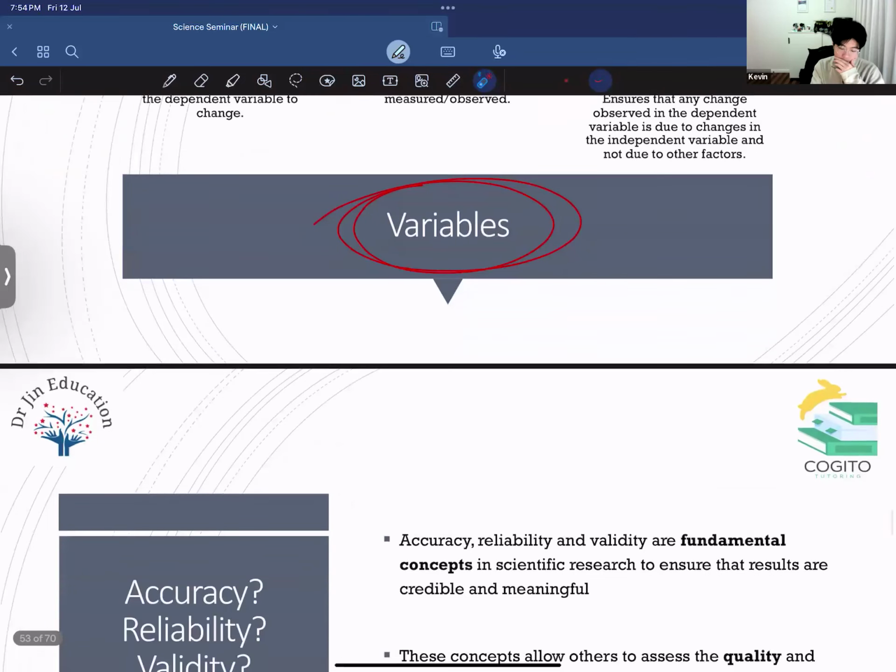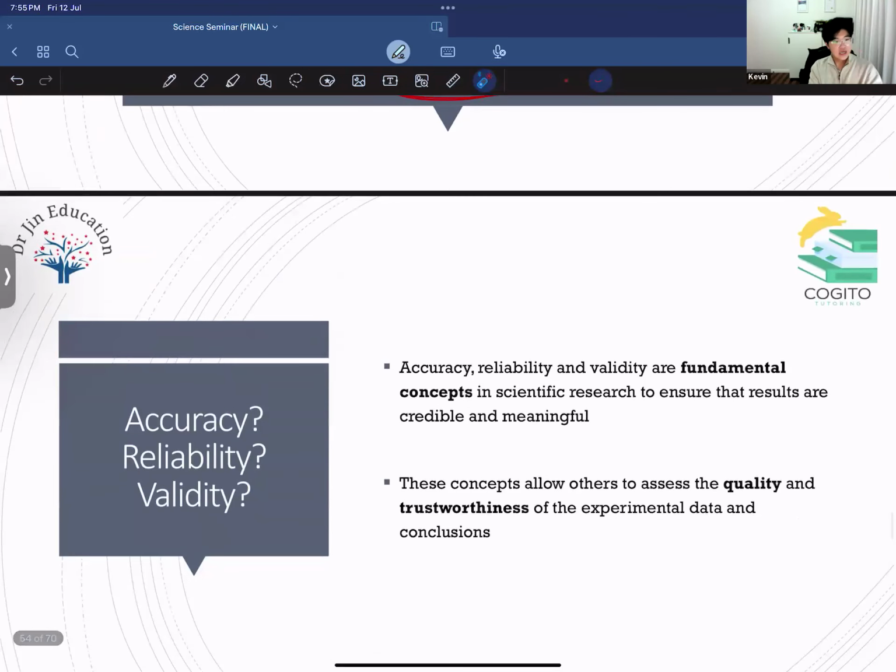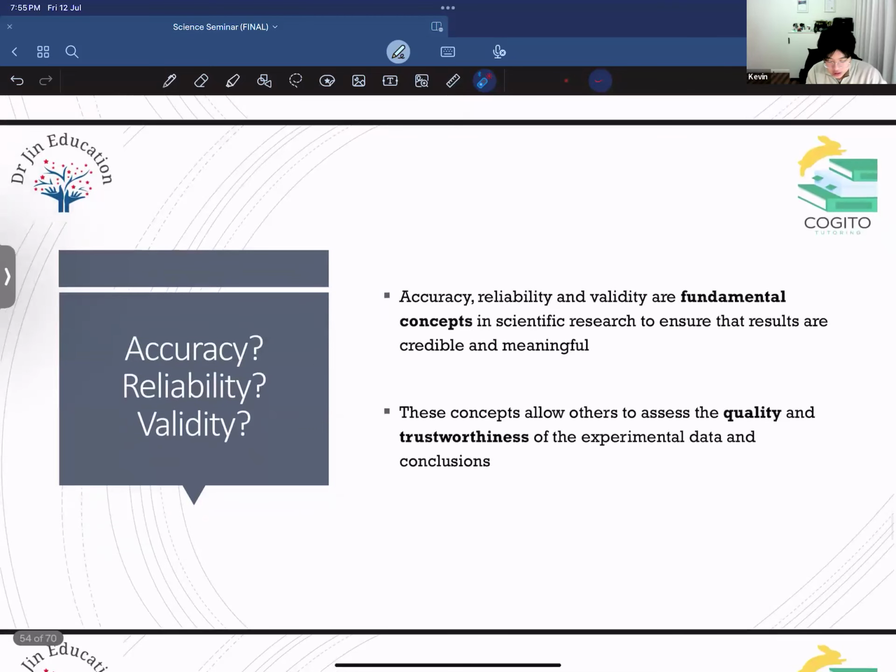Now, we talked about variables. I'm going to talk a little bit about accuracy, reliability, and validity. This is the part where it gets a bit confusing. Usually you learn these 3 things over the years when you go through high school, but I'm going to try and introduce it to you now. So question mark, question mark, question mark, because right now it may mean nothing to you.